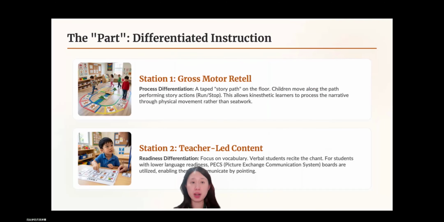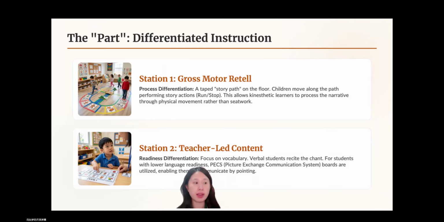Next is the part. This is where differentiated instruction happens. I replaced the whole-class craft time with three flexible learning stations. Station 1 is the gross motor station. I tape a story path on the floor. Children physically move along the path, running and stopping just like the gingerbread man. This is specifically for kinesthetic learners to process the story through their bodies.